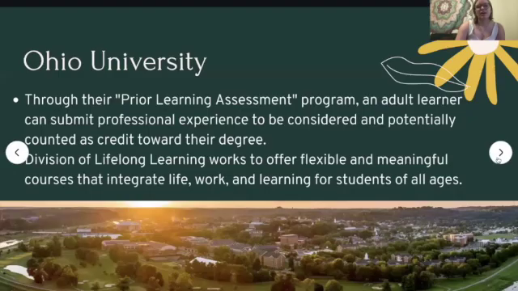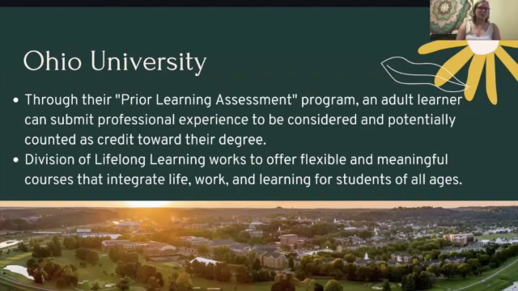So the first university that we have is Ohio University. Hooray! So, O-H, everybody. Through their prior learning assessment program, an adult learner can submit professional experience to be considered and potentially counted as credit toward their degree. So this is really cool because it allows adult learners to use their previous work experience or life experience to count as credit. And then it allows them to not have to take so many classes. It allows them to count a lot of the things that they've done as part of their education, because not all education happens in the classroom.